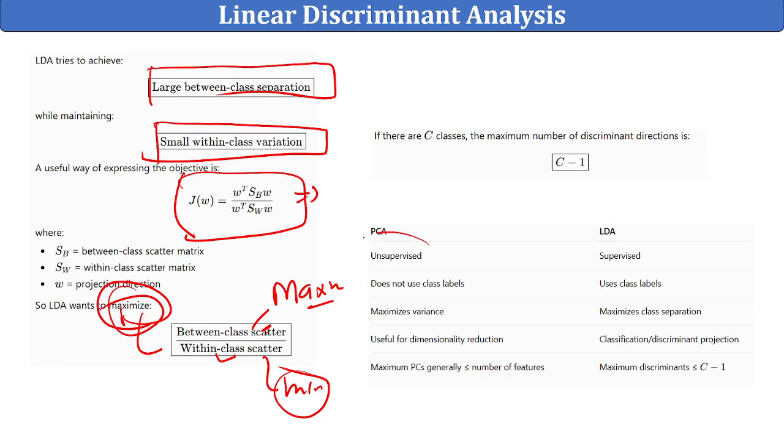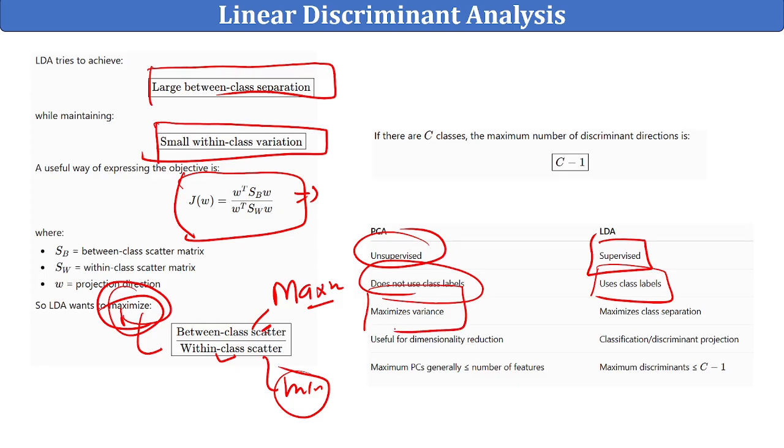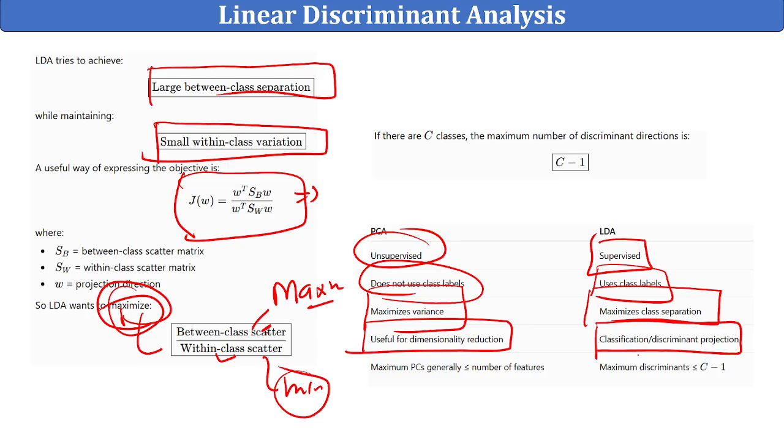So if you see, PCA is unsupervised, and LDA is the supervised method. In PCA we are not going to use the label, but LDA uses the label. Here, PCA maximizes the variance; LDA maximizes the class separation. PCA is useful for dimensionality reduction; LDA is useful for classification or discriminant projection.